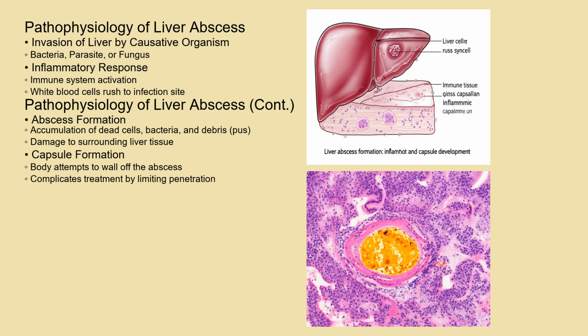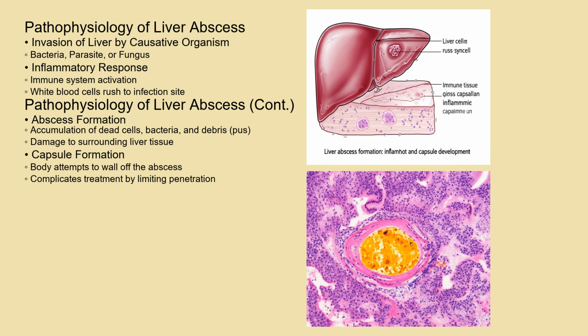Now let's delve into the pathophysiology, or how a liver abscess actually develops. First, the causative organism, be it bacteria, parasite, or fungus, invades the liver. This triggers an inflammatory response from the body's immune system. White blood cells rush to the site of infection, attempting to eliminate the invaders. As these cells fight the infection, dead cells, bacteria, and debris accumulate, forming a localized collection of pus, the abscess.